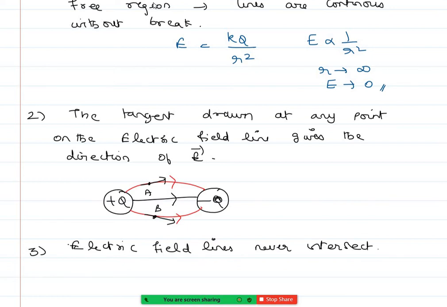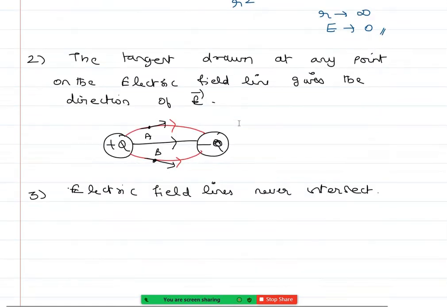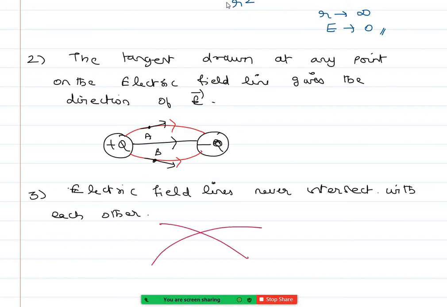In your class test and the first term test, you may get this question: the reason why they never intersect with each other. Basic question: what will happen if two electric field lines intersect with each other? Consider these two electric field lines, and they intersect. At this point P, I want to find out the electric field. How will you find the electric field direction? By drawing the tangent. One tangent you will get in this way, the other tangent will point this way. So at point P, you are getting two electric field directions, correct?